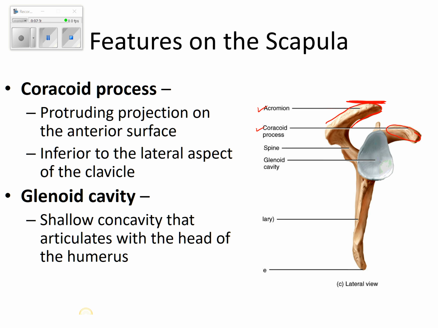So the glenoid cavity, that's this area here. That's a shallow concavity that articulates with the head of the humerus. And sometimes on the test I'll ask you, the glenoid cavity articulates with what bone? And that would be the head of the humerus.